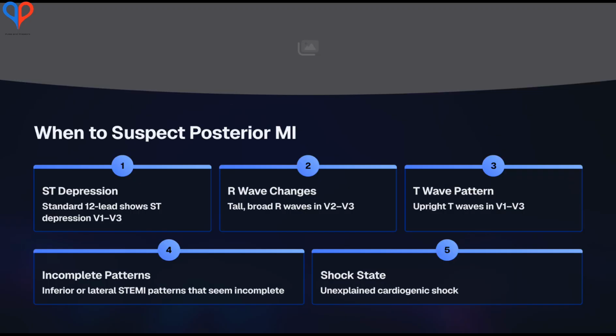The hallmark EKG clue is ST depression in V1 to V3, but this must be interpreted with technical precision. The correct measurement point is the J point, not the slope or terminal portion of the ST segment. A subtle amount of depression may be meaningful, especially when clinical symptoms fit.